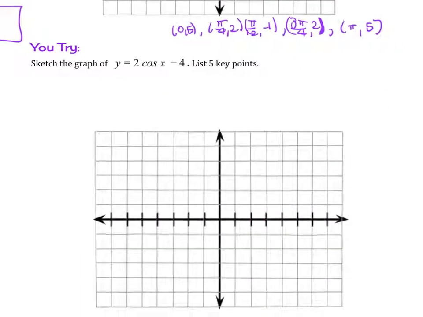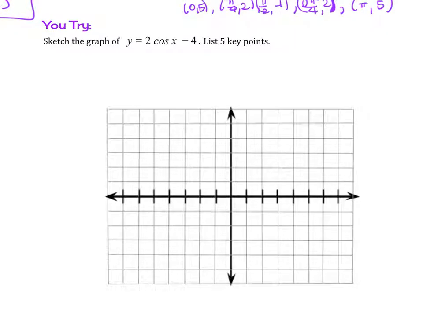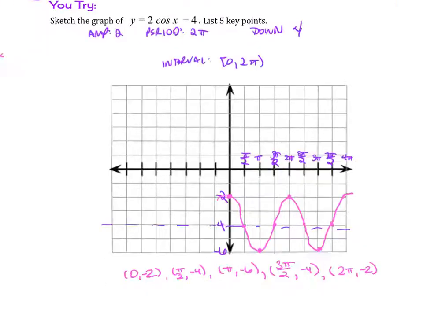All right, so try out this last example here. Make sure to list the 5 key points. So you try this out, your amplitude's 2, period is 2 pi, and it's shifted down 4, so our midline is at negative 4. And then the interval we are going to sketch between is 0 and 2 pi, that's one full cycle. And then we label the x-axis, label the y-axis with all of those important points, and then here is the graph.